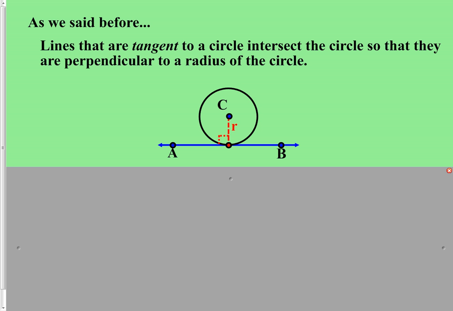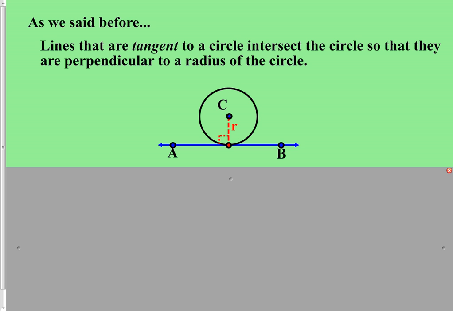Okay, so let's have a brief review of what we know about tangents. Tangents are lines that will be tangent to a circle. They intersect the circle in such a way that they are going to be perpendicular to the radius of the circle. Now obviously a tangent can intersect the circle anywhere, but of course a radius can be positioned inside of the circle anywhere as well. So no matter where the point of tangency is, there will always be a radius to connect the center to the point of tangency, and that intersection between the radius and the tangent will always be a right angle.